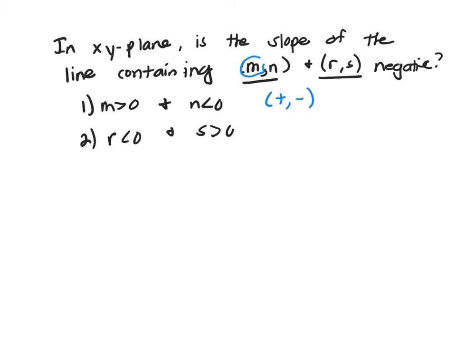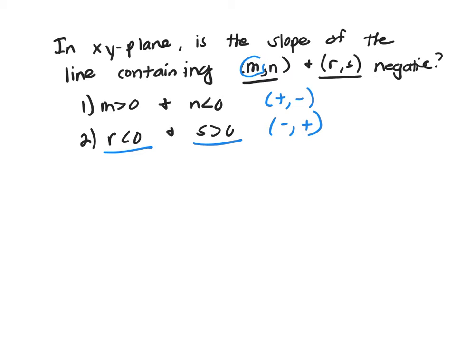And then clue 2 doesn't work either because it only tells you about the ordered pair r, s, r being the x coordinate, and it's negative and positive. R is less than 0, s is greater than 0. So neither one of those worked independently.